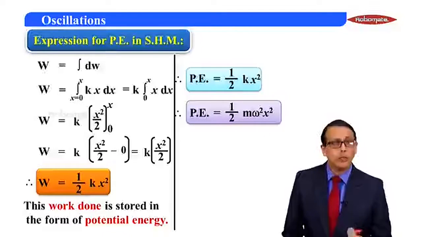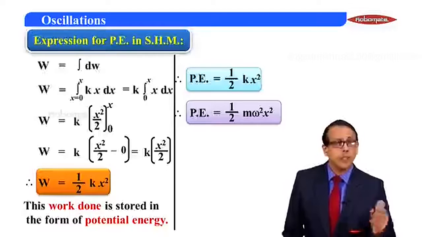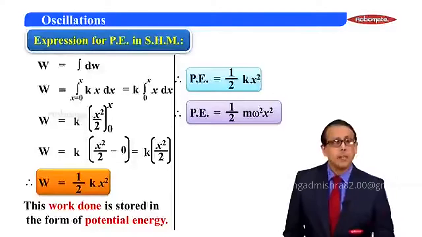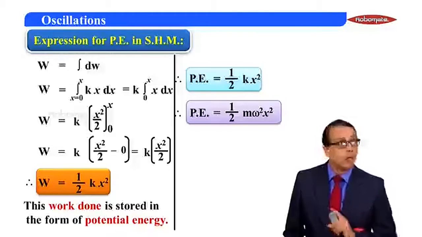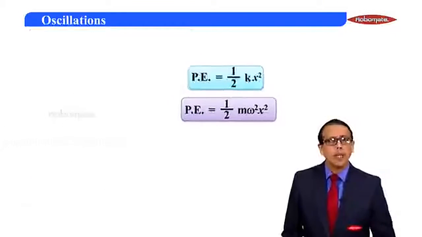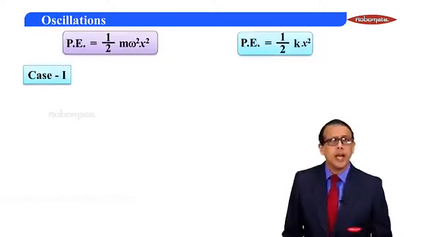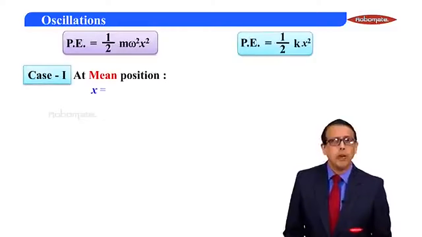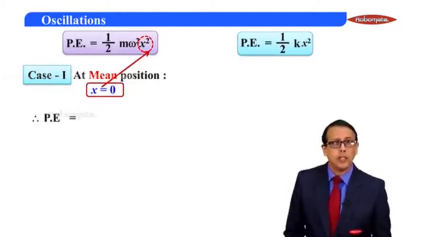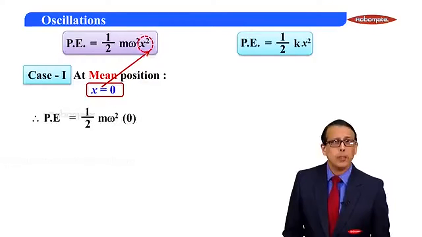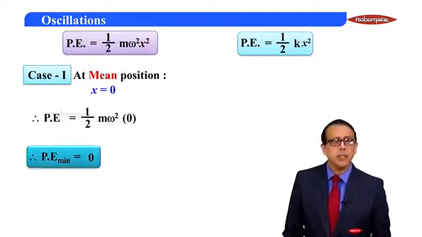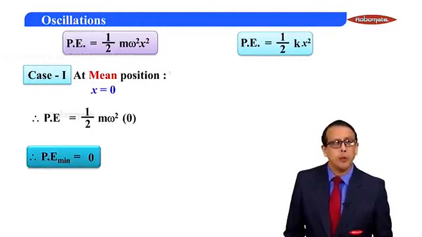One more important thing, students. In the expression of potential energy, we can clearly see the presence of x, that is displacement. As the particle vibrates, displacement changes continuously. Therefore, potential energy does not remain constant and changes continuously. Let's check the value of potential energy at mean position first. We know at mean position x is equal to 0. If I substitute the value of x in the formula, potential energy becomes half m omega square into 0, which overall becomes 0, and hence at mean position potential energy is minimum with the value 0.